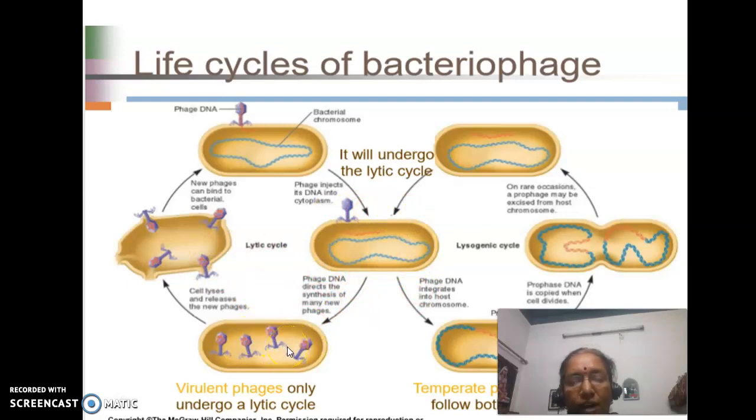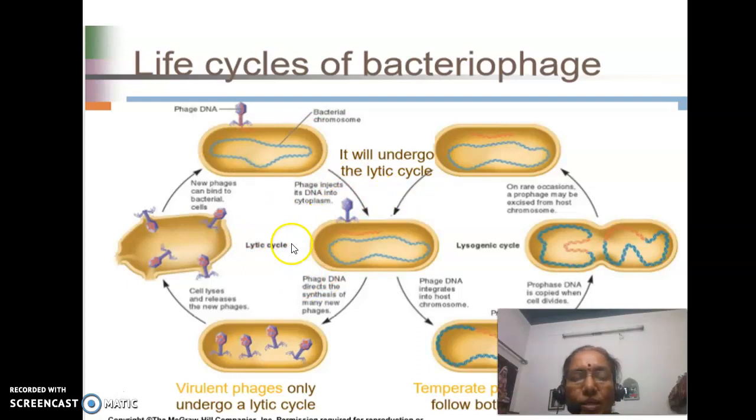Because the number of phage particles is increasing in the host cell, that ruptures or lyses the cell and releases all these new particles. So the first stage is adsorption, the second stage is penetration, the third stage is multiplication, and the fourth is cell lysis or rupture, which releases new virion particles, which again can infect and start the cycle. So this is the lytic cycle.